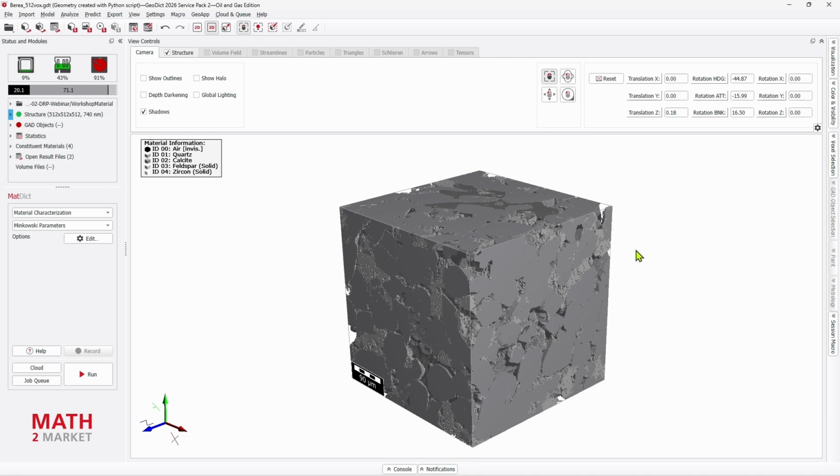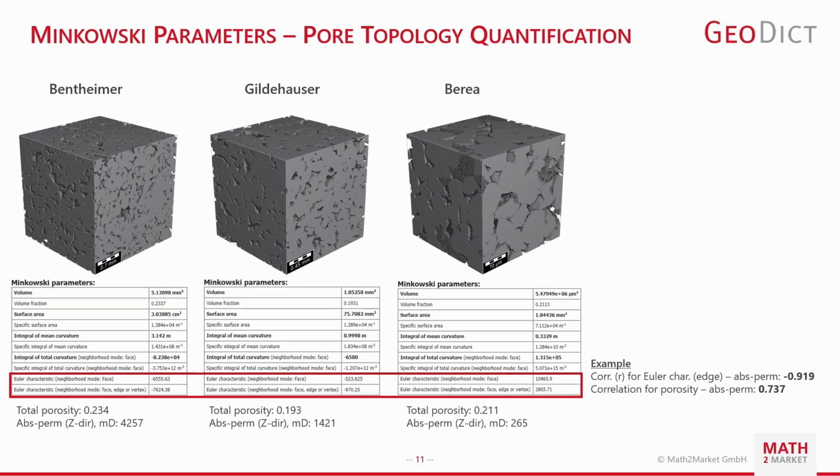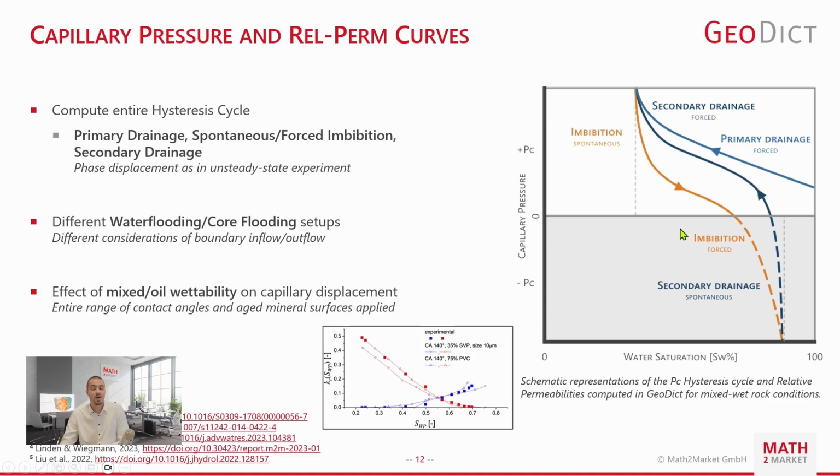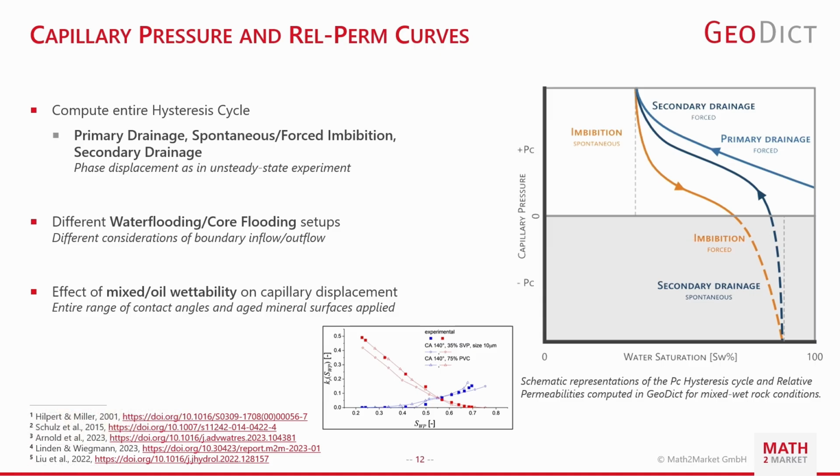Good. With that said, let's now jump to the next topic, which will be the prediction of capillary pressure curves and relative permeability curves as governed by the wettability and wettability effects on those hysteretic curves. Once again, let me quickly move to the next slide. The main premise is that you can predict primary drainage, then spontaneous or forced imbibition, and secondary drainage in GeoDict.